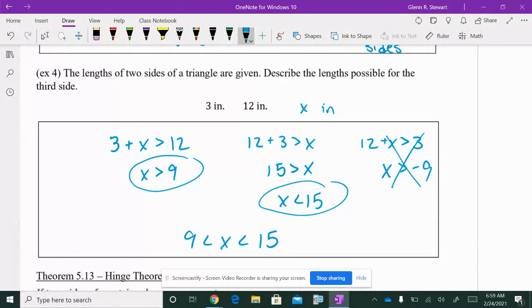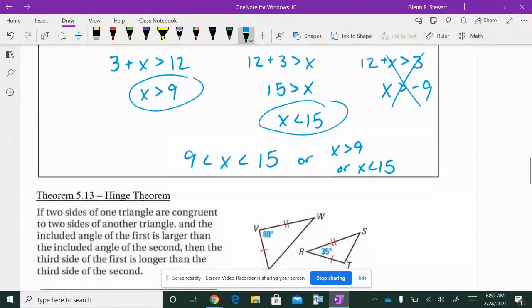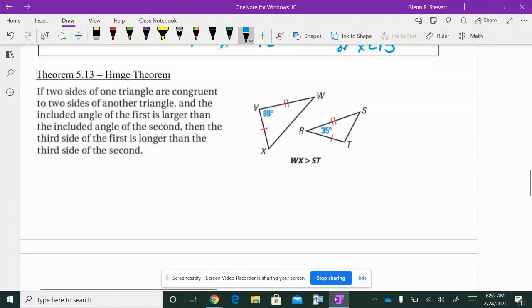This is what we call a compound inequality. Or we could just write it x is greater than 9, or x has to be less than 15, which means x could be the numbers 10, 11, 12, 13, or 14. So that kind of rounds up what 5.5 is.